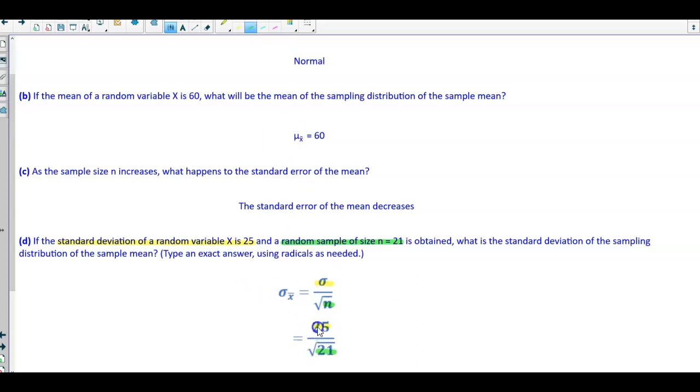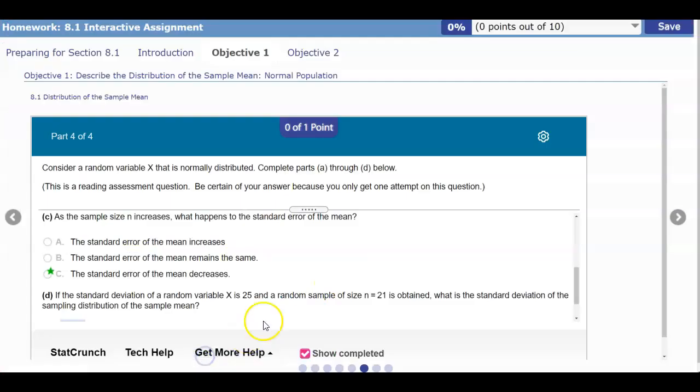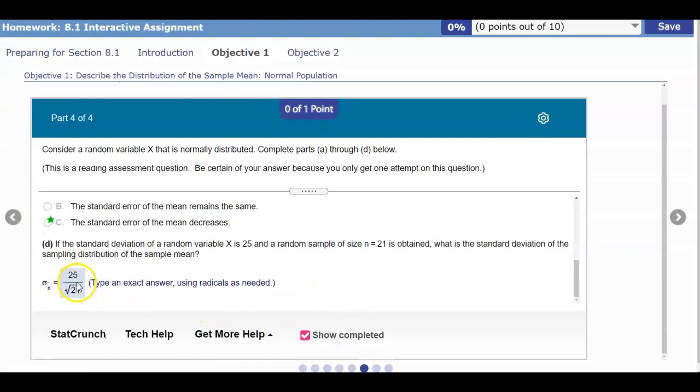Now in this question, they don't want us to solve the rest of this problem. It says to type an exact answer by using radicals as needed. So therefore, in our question, you're going to go ahead and type in 25 over the square root of 21.